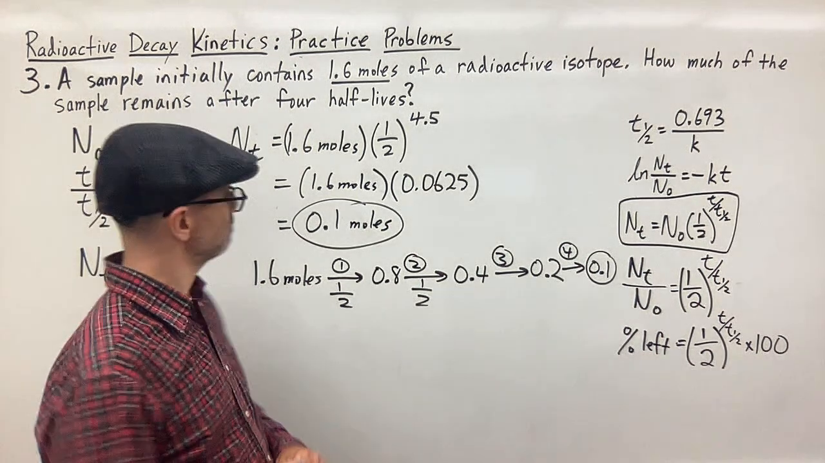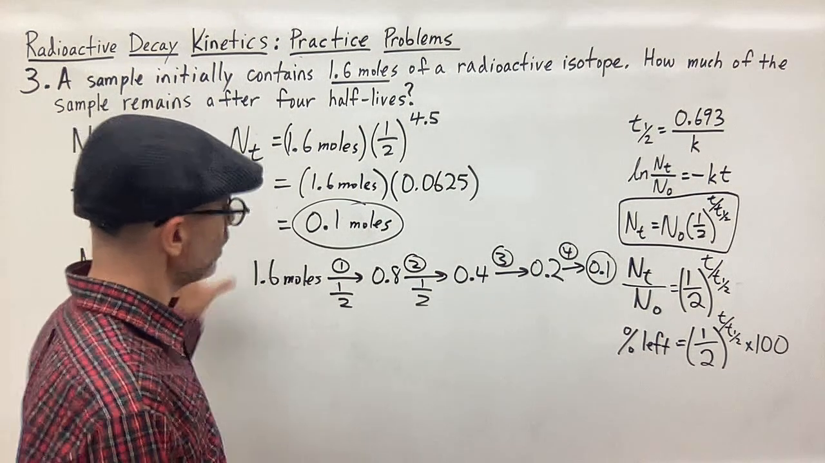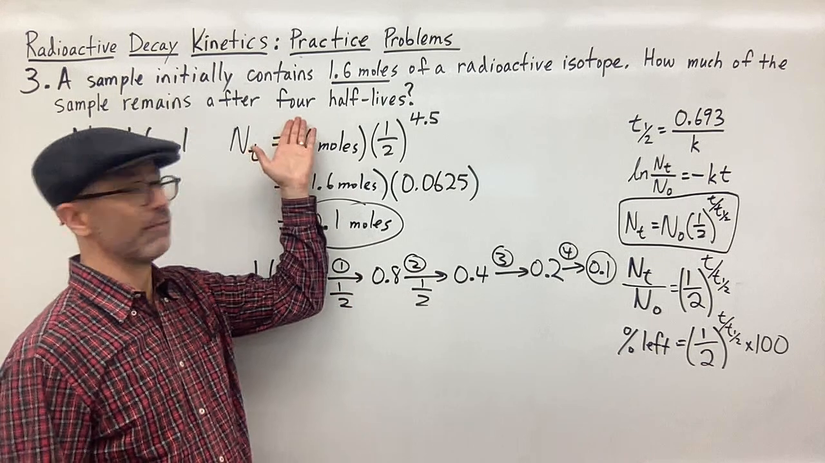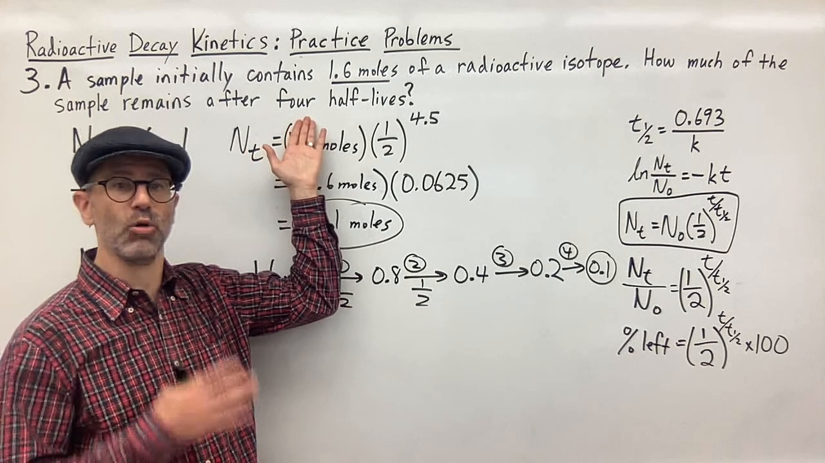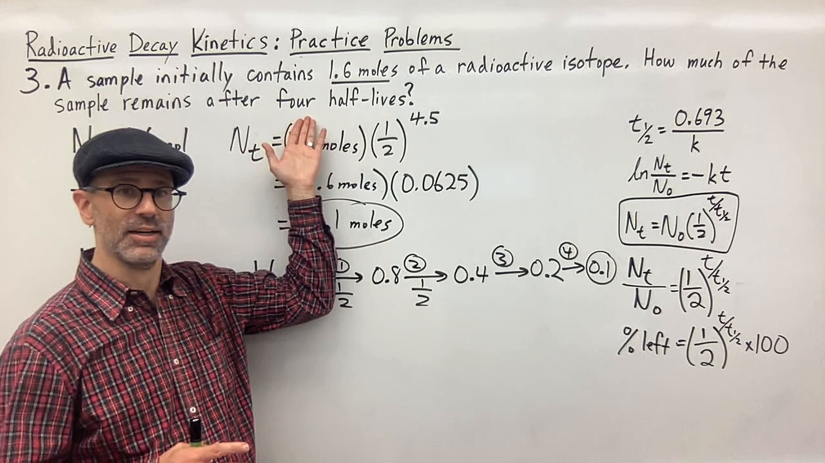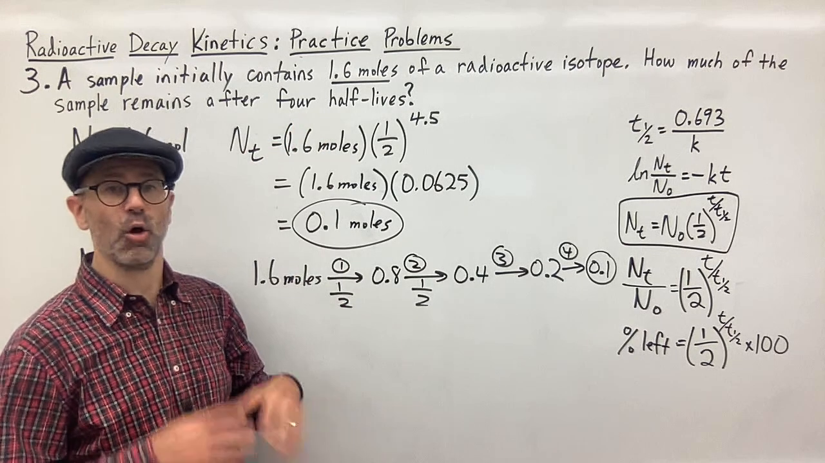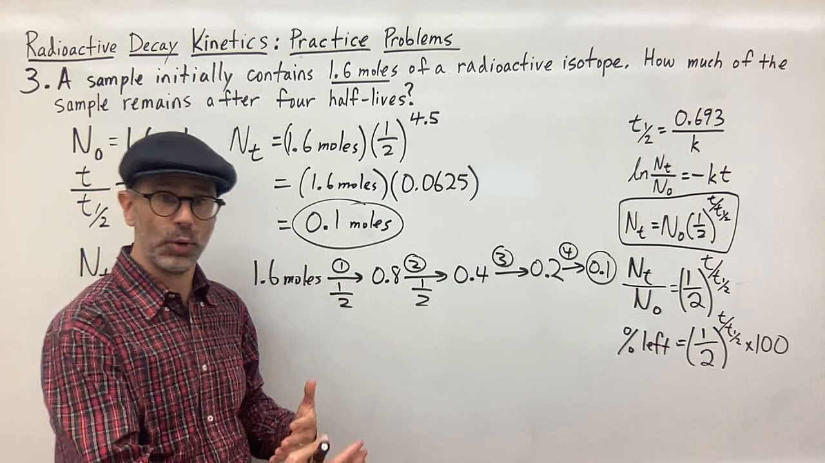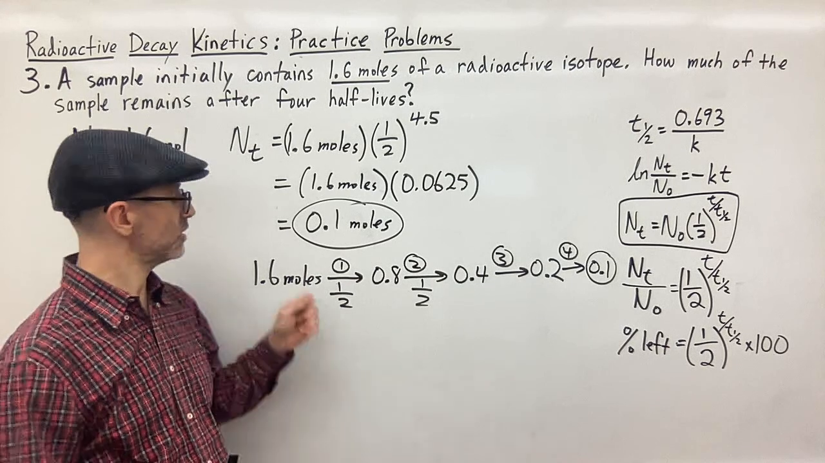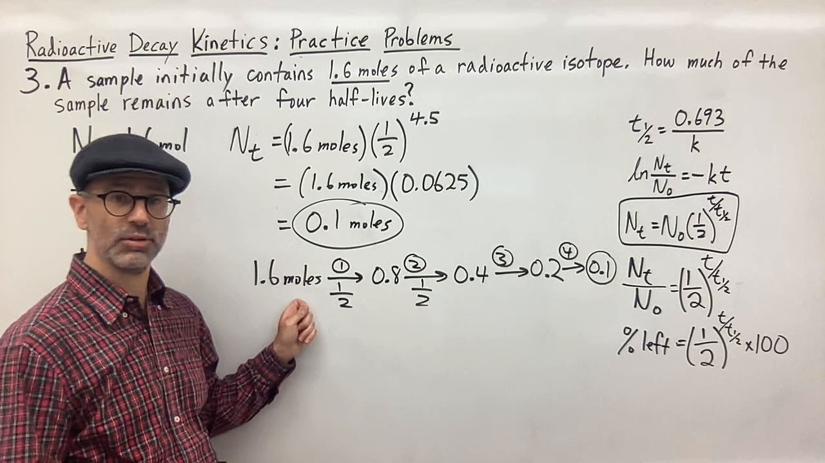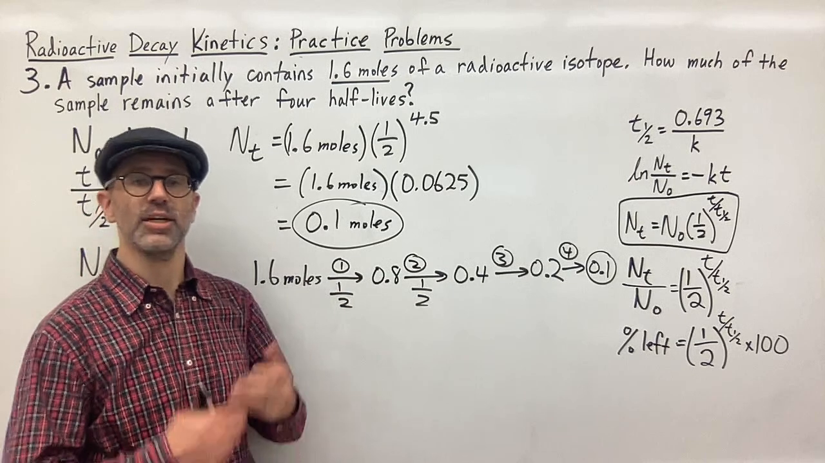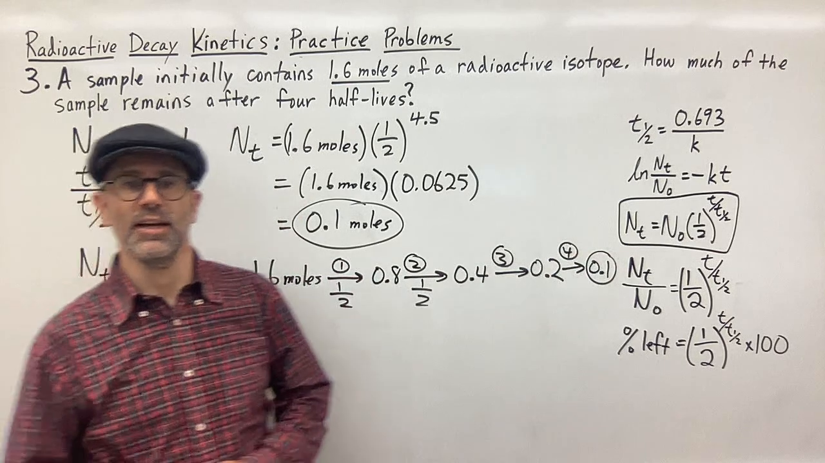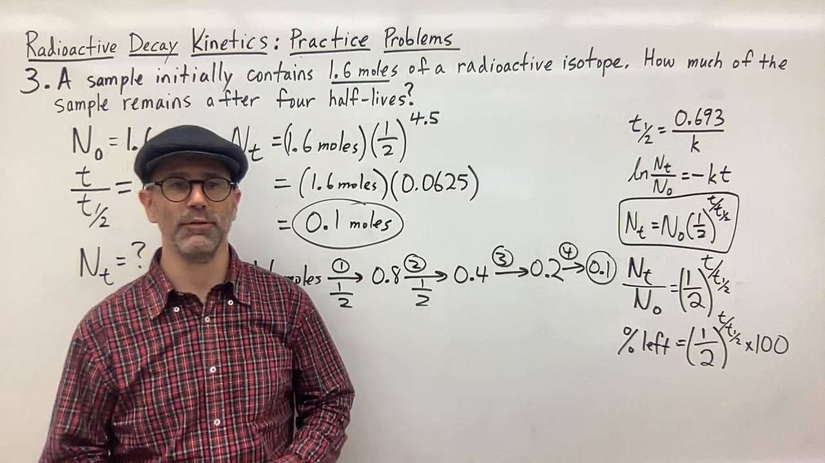All right, so that is how you attack these sorts of problems. Remember, if you have a whole number of half-lives, not the half-life itself, but a whole number of half-lives that the sample is going through, then you can just take the original amount and divide it that many times to get your answer. Or if you like, you can use the equation. That's fine too. So you do you, whatever works.